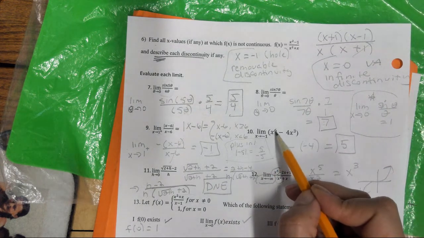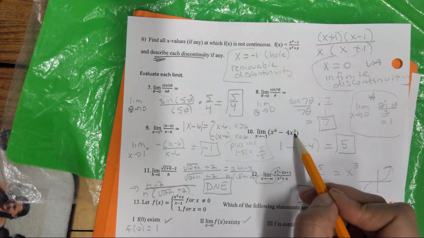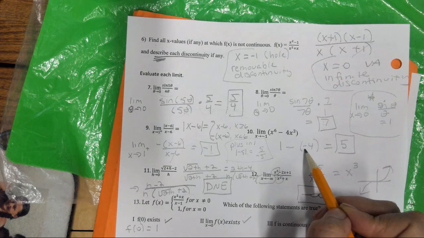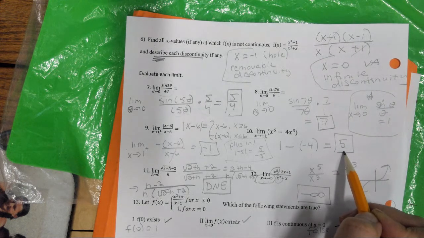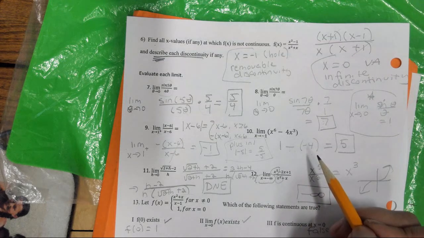Right, so negative 1 to the 6 gives me positive 1, minus negative 1 cubed times 4 is negative 4. Negative and a negative, we add, and so it's 5. Remember, there's no calculator, so make sure you remember how to do this.